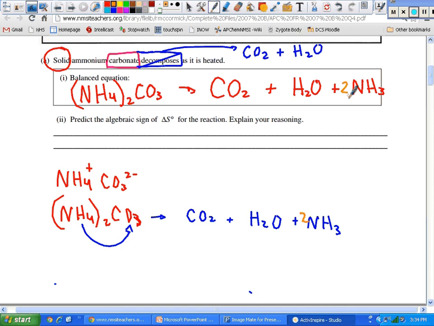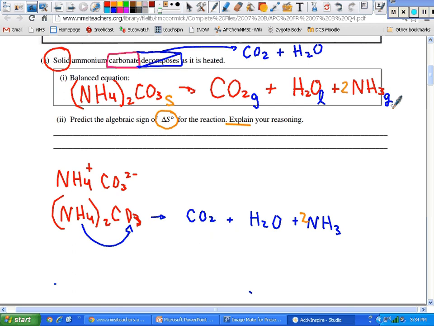So let's talk about double I. Predict the algebraic sign of delta S. And here's the next big thing. What is that next big word? Explain. So you can't just say plus or minus, right? Now this should be simple. What is the state of matter of this? Solid. Gas and a liquid. So this is a gas. This is a liquid. That's the gas.